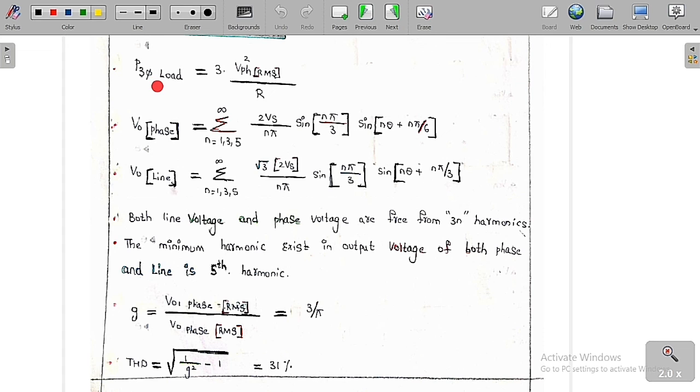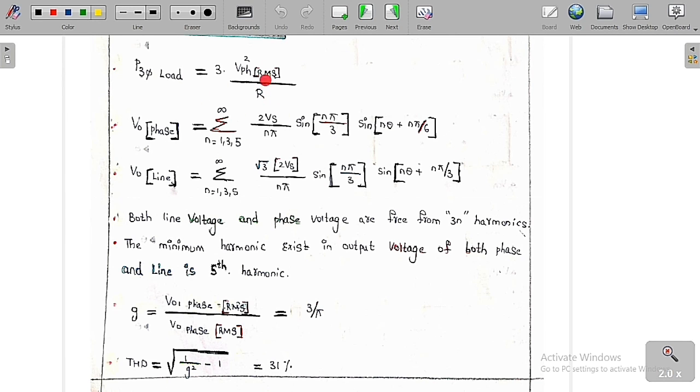I want to find the average power consumed by this balanced three phase load, which is 3 into V phase RMS square by R. V phase RMS square by R gives you the power consumed by one phase. But there are three phases, so multiply by 3 to get this value. Therefore, it is 3 times V phase RMS whole square by R.